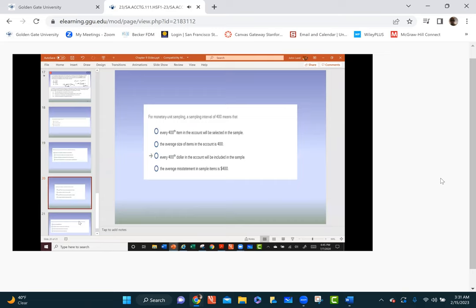Monetary unit sampling, a sample interval of 400 means that what? Every 400th dollar. Again, though, be careful. You would have a random start, but after you have that random start, it's every, in our example, 500th dollar, here 400th dollar, and so on.